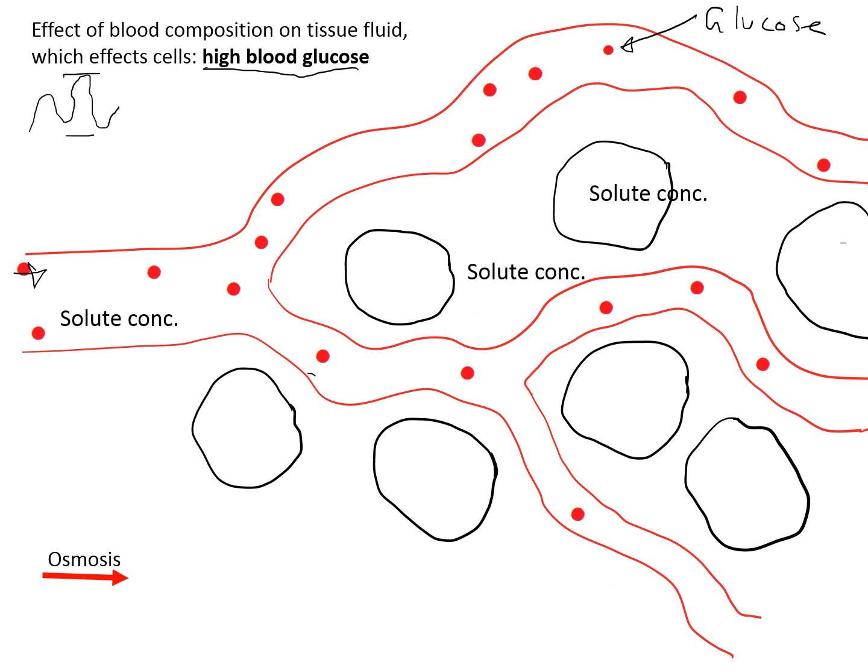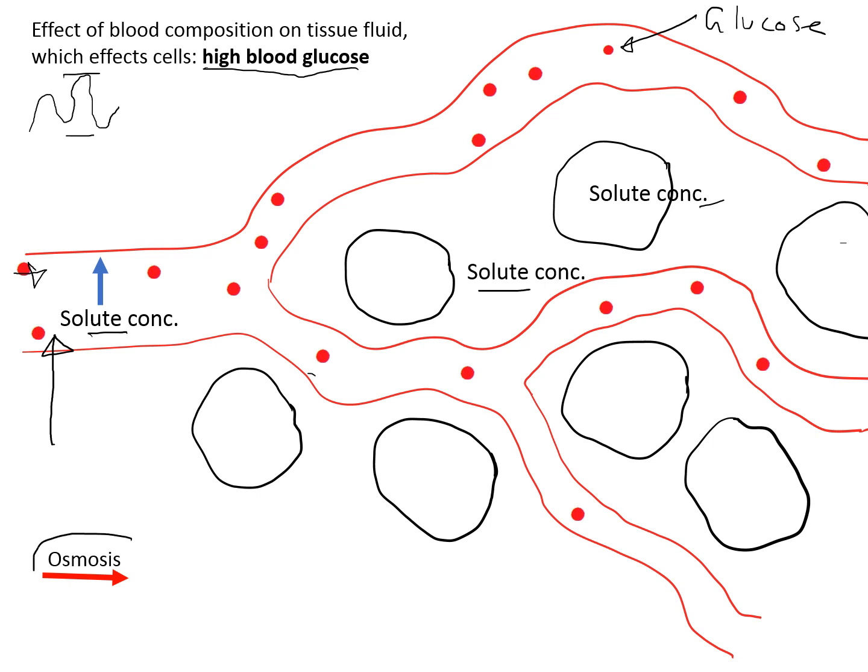So let's consider the solute concentration of the blood here, the solute concentration of the interstitial fluid, and then, of course, the solute concentration in cells. So what happens when you have a whole bunch of sugar in the blood, we're just going to be thinking about this one for now, is, well, the solute concentration is going to go up. So the solute concentration goes up. So what does that mean?